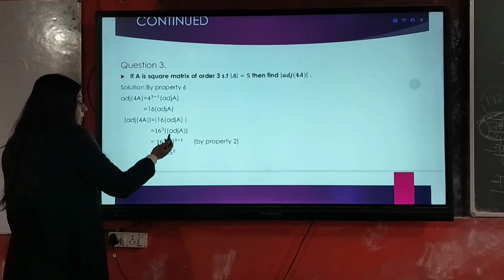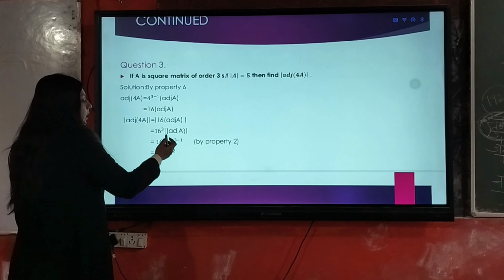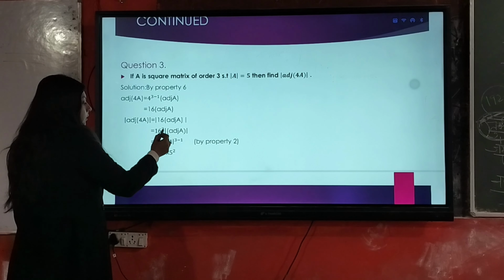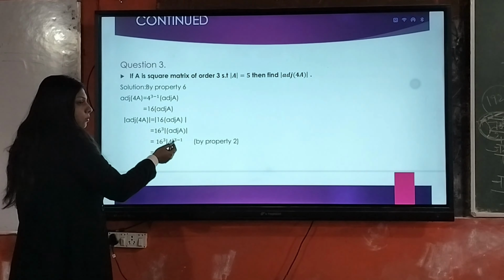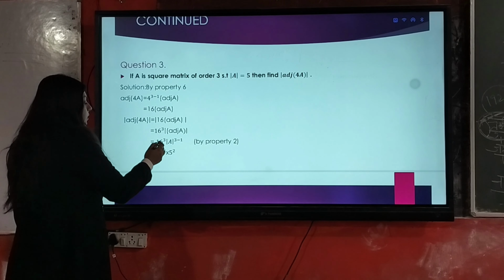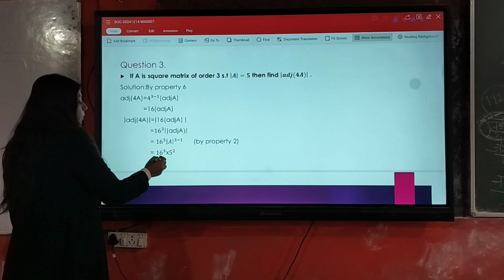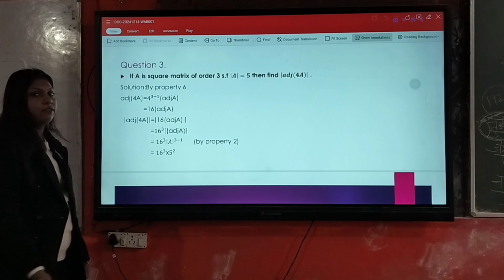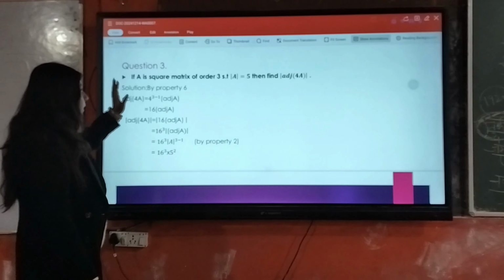We have seen in the properties how we find determinant of adjoint of A. So we are using this: the determinant of adjoint of A is equal to determinant of A to the power n minus 1. Here the order is 3, so the power is 2. Now 16 to the power 3 into determinant of A, which is given already as 5, so 5 to the power 2. Now the answer is 16 to the power 3 into 5 to the power 2. In this way we have solved such a typical problem.